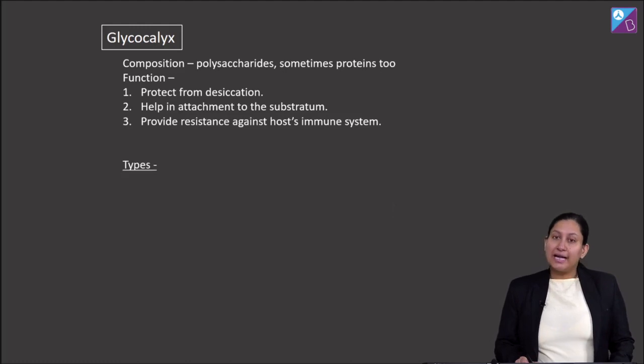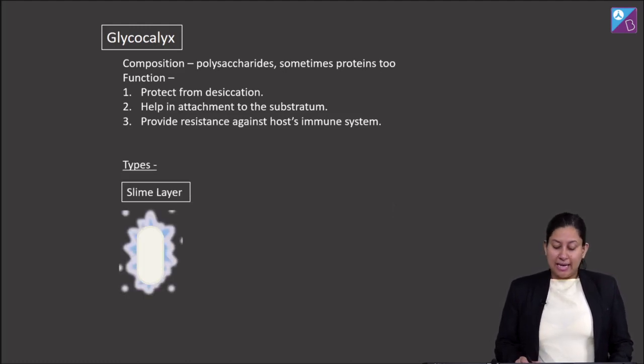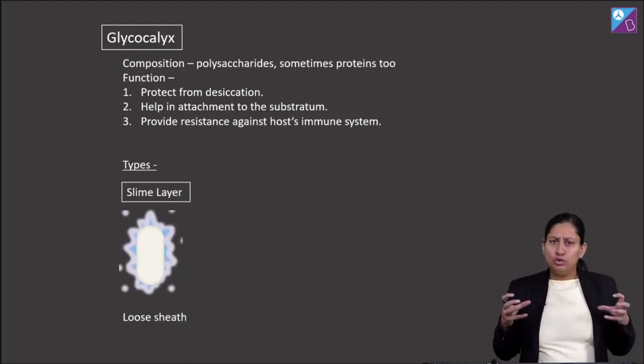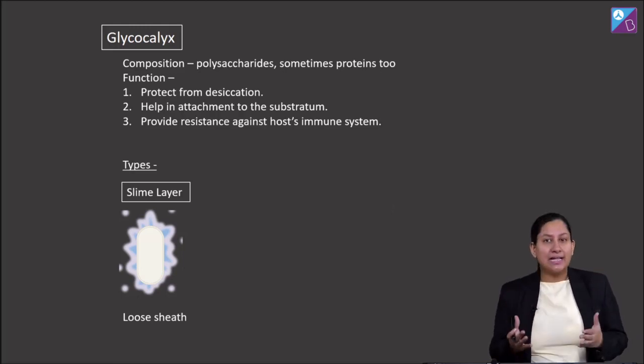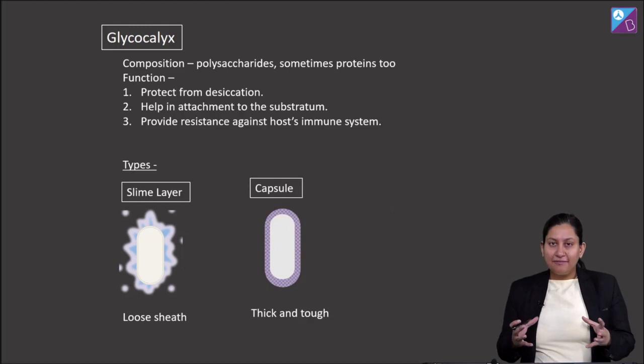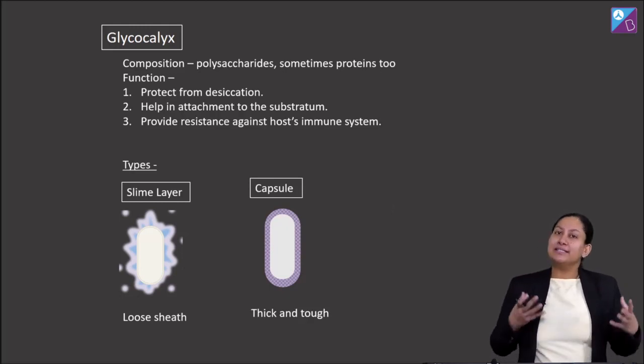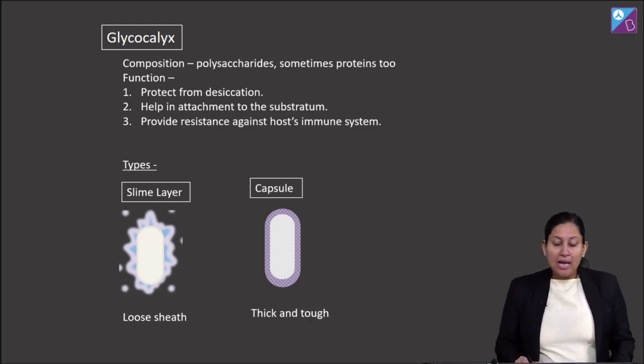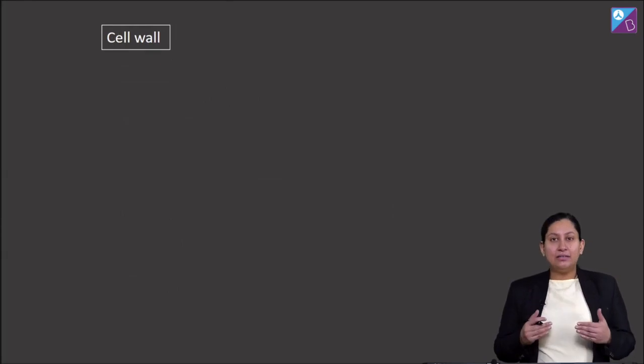Now, if we talk about the types of glycocalyx, we can see that if it is present as a loose sheet, it is called as slime layer. But if it is present as a very thick and tough boundary, then it will be considered as capsule. After glycocalyx, the second layer will be the cell wall.